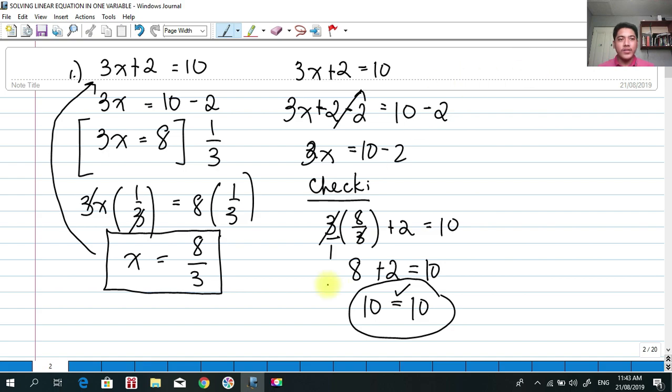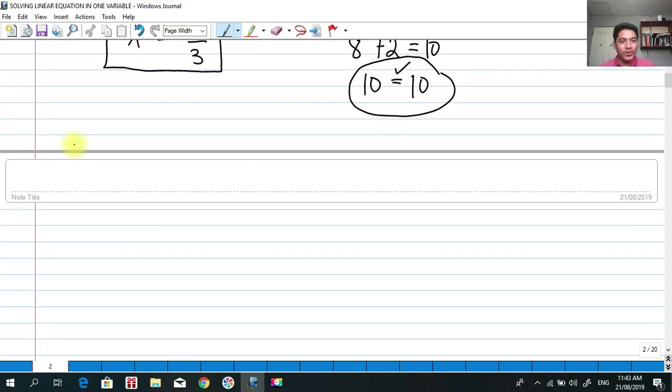Okay, that's an easy one. So let's go now to number 2. Number 2 problem we have here. We must solve x in this.